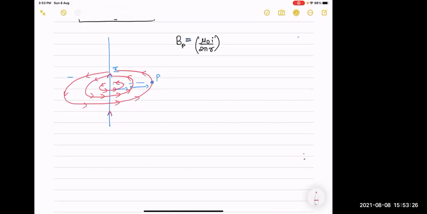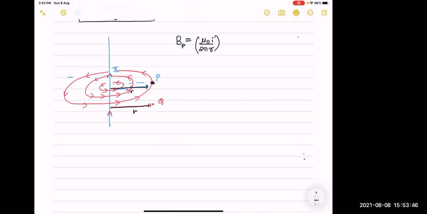What are some observations about this? This is an infinite wire, right? So if there are 2 points, P and Q, at the same distance from the wire, the magnetic field has to be the same at both points, right? Because it's an infinite wire.